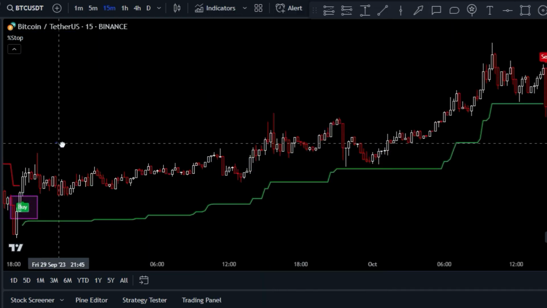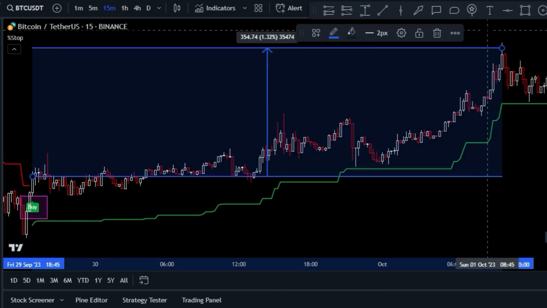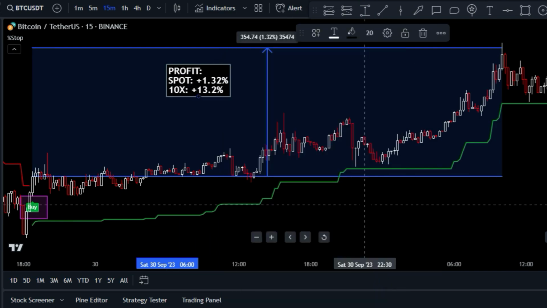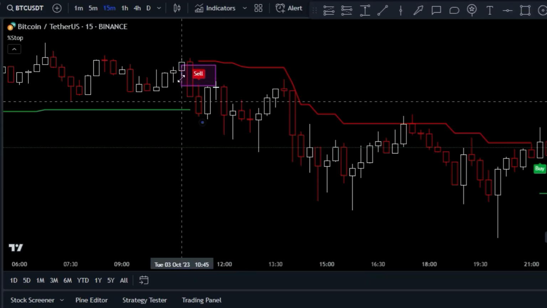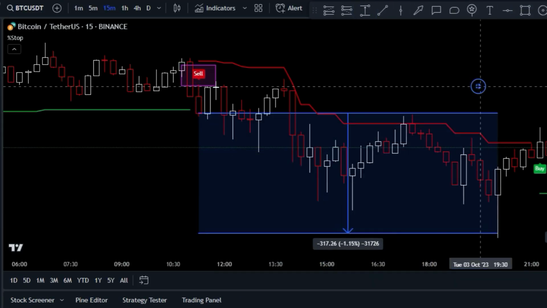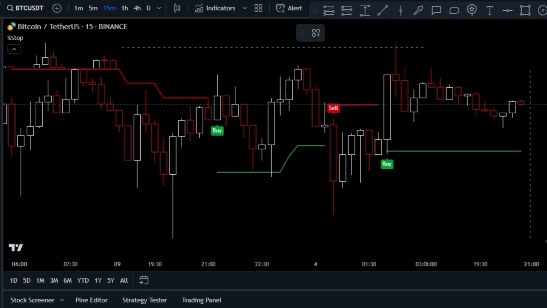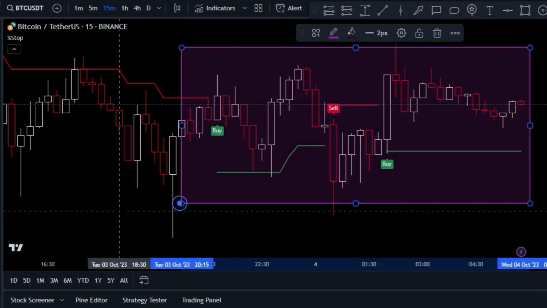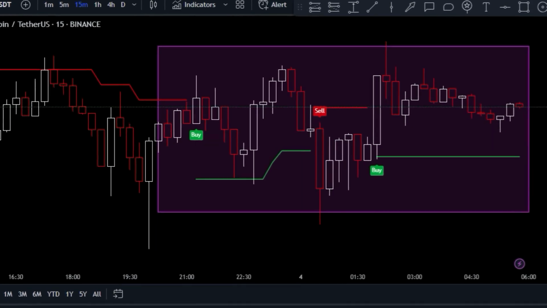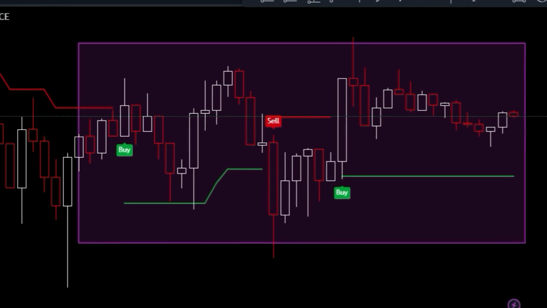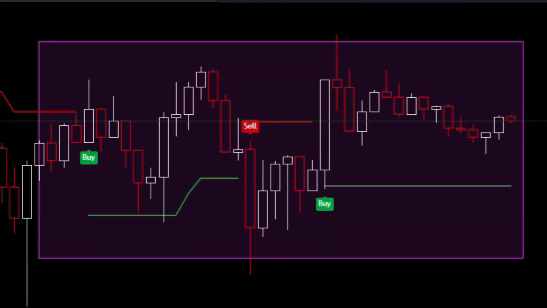This indicator gives you buy and sell signals on the chart for trading opportunities. However, market conditions can change, and during consolidations, it may not be reliable. That's why we'll use 2 extra tools to handle such situations.